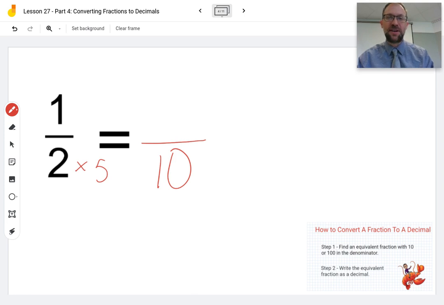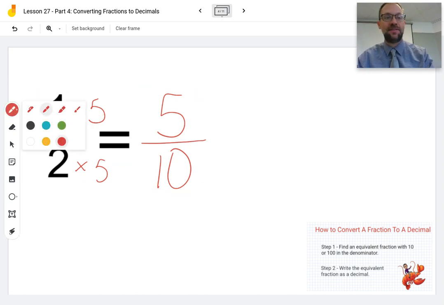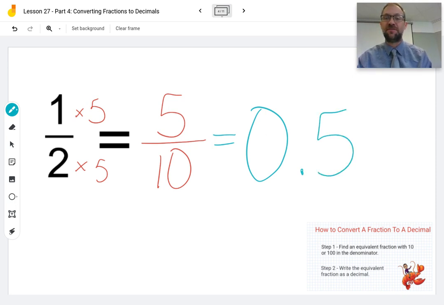Going back to my knowledge of finding an equivalent fraction, I remember that if I've multiplied the denominator by a number, such as 5, I have to do the same thing to the numerator in order to create my equivalent fraction. So here I have 1 times 5, and 1 times 5 is 5. And so 1/2 is equal to 5/10. And now that I have 5/10 as a fraction, I can go back to what we learned in the previous lesson and convert that into a decimal, putting 5 in the tenths place, 0 and 5/10. 1/2 is equivalent to 0 and 5/10, or 0.5.